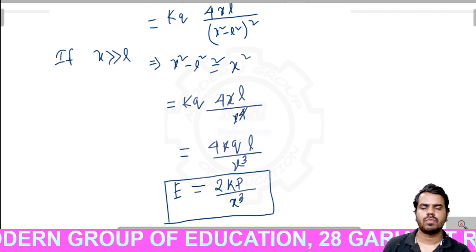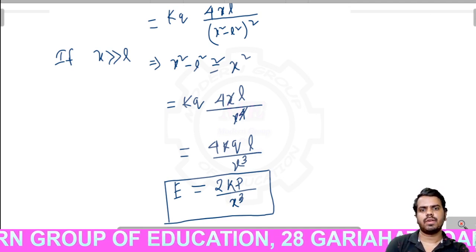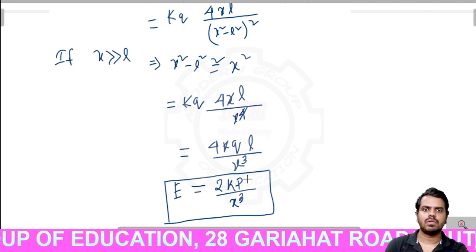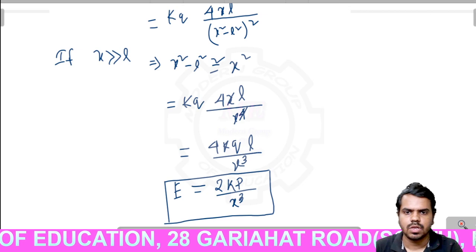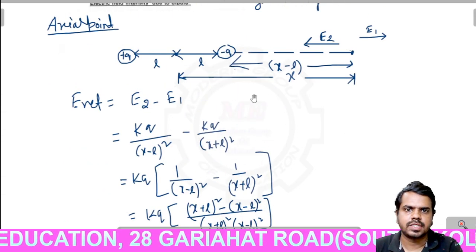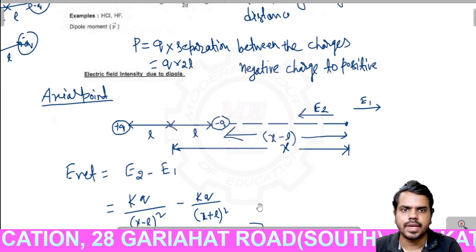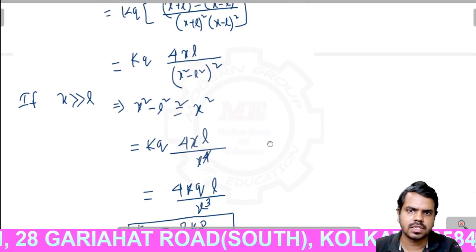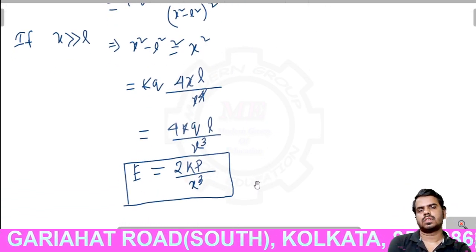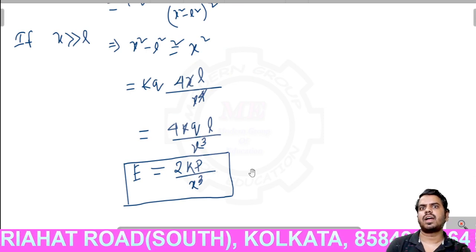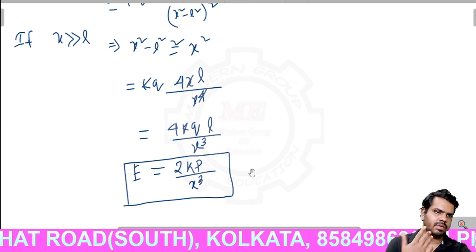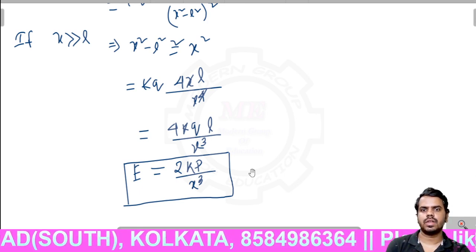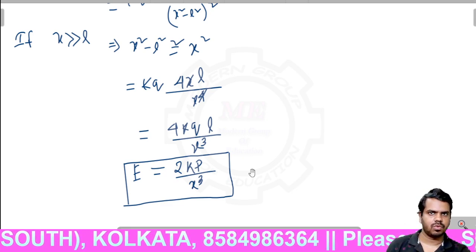You have to remember this value because for the equatorial point the value will be similar with some negligible changes. So you have to remember this formula, 2kp by x cube. The electric field along any axial point is 2kp by x cube. Okay, clear? You have to memorize these things like music, like harmony. You have to say this again and again by mouth, so that it gets some harmony. 2kp by x cube.